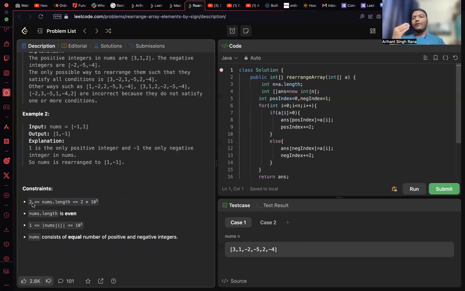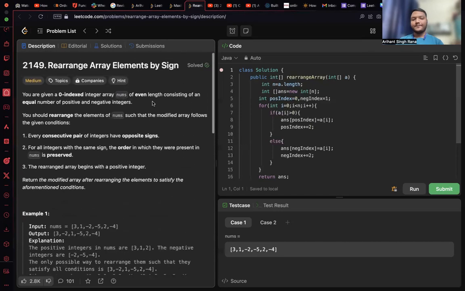For us to have an equal number of positive and negative numbers, the array's length should always be even, and that is also explained in the second constraint, which is that the array's length is always even. After that, it shows the range of elements that nums can hold, from greater than or equal to 1 to less than or equal to 10 raised to the power 5. The last constraint says that nums consists of an equal number of positive and negative integers, the same as in the question above.